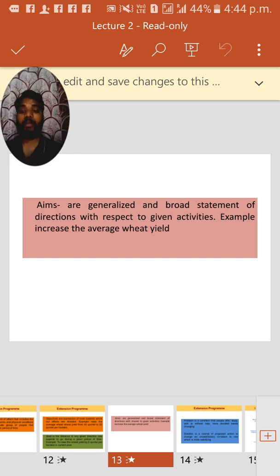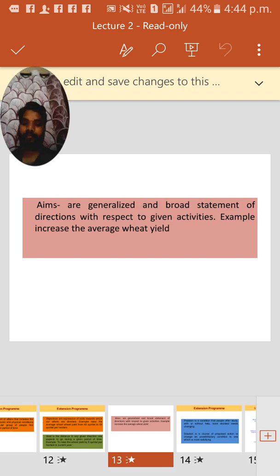What are aims? Aims are generalized and broad statements of directions with respect to given activities. Example, suppose I am going to plan to increase the average wheat yield in this season. So it is the aim.